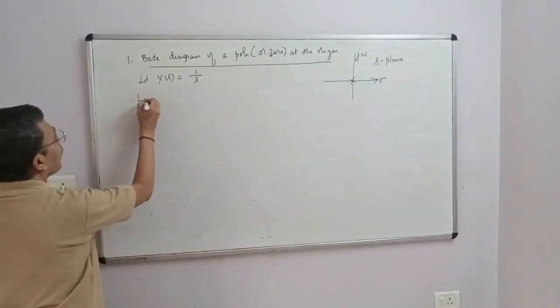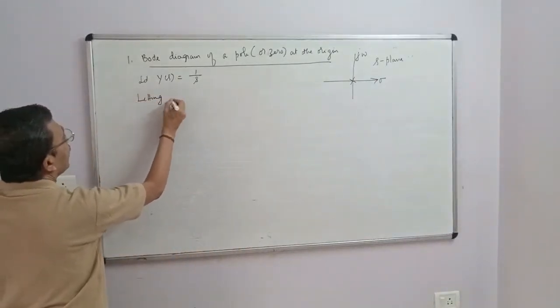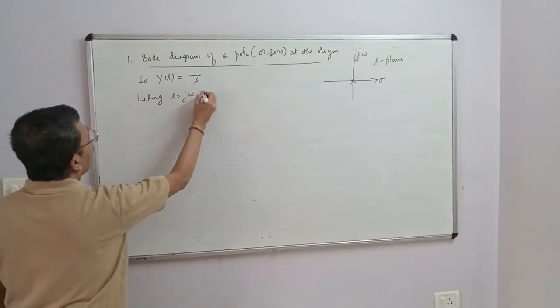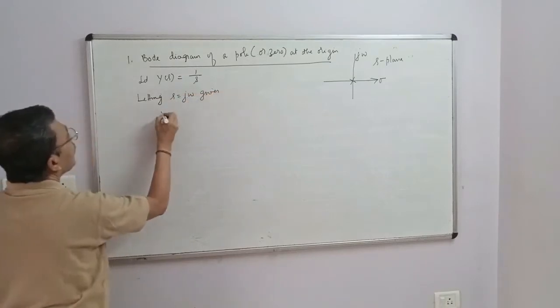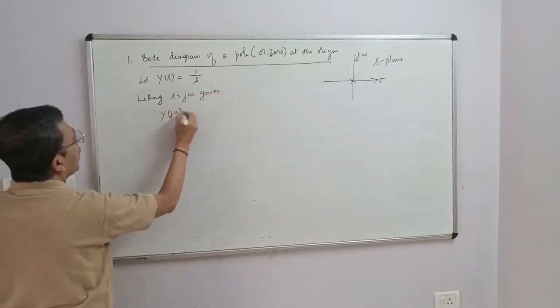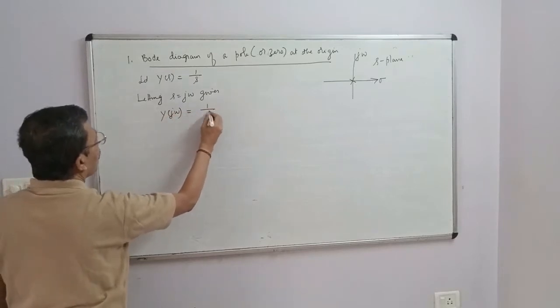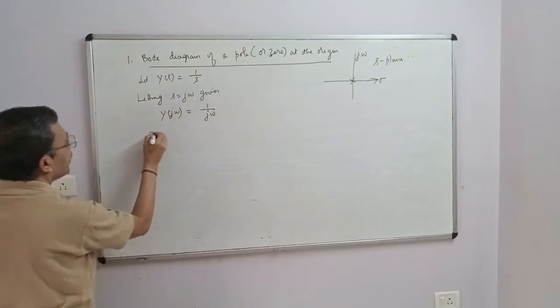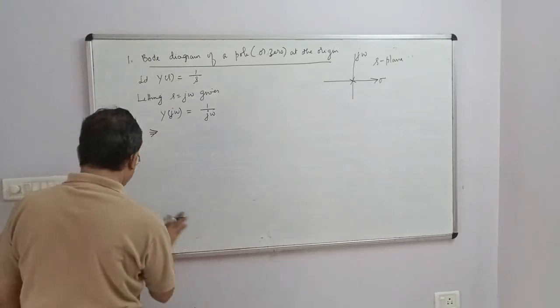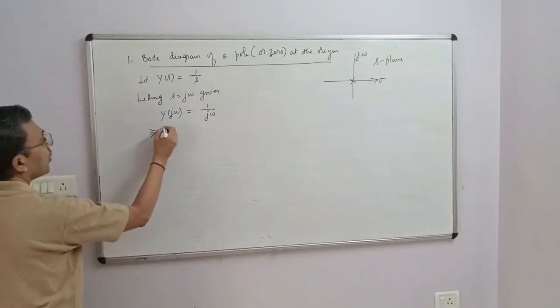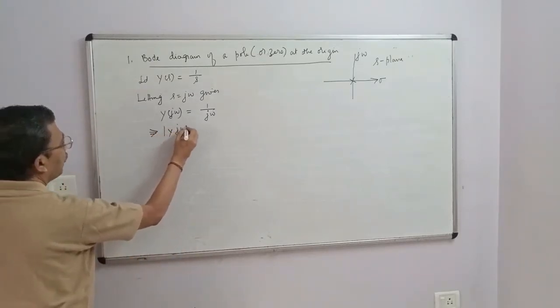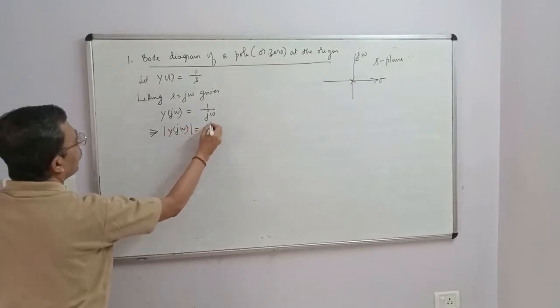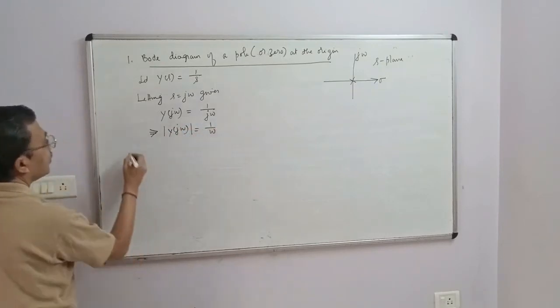Letting s is equal to j omega gives y of j omega is equal to 1 over j omega. This implies magnitude of y of j omega is equal to 1 by omega.